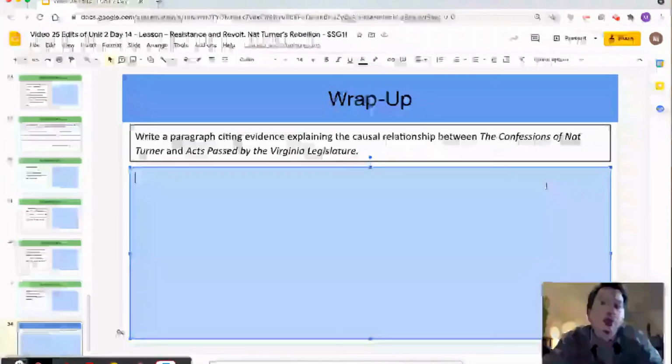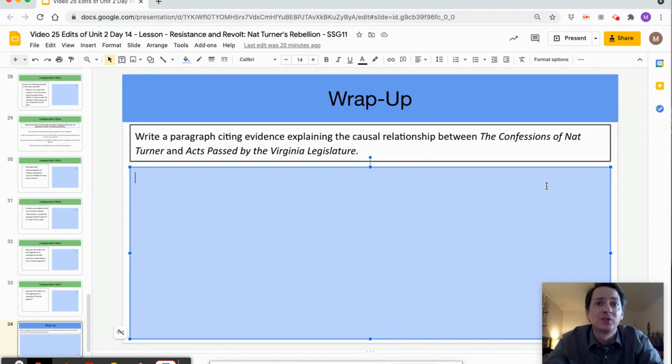I think that having students consider whether Nat Turner's rebellion was a necessary or sufficient cause might lend itself to students writing some pretty thoughtful and analytical paragraphs. Additionally, this would also reinforce their causation analysis skills, which are such a big part of this unit.